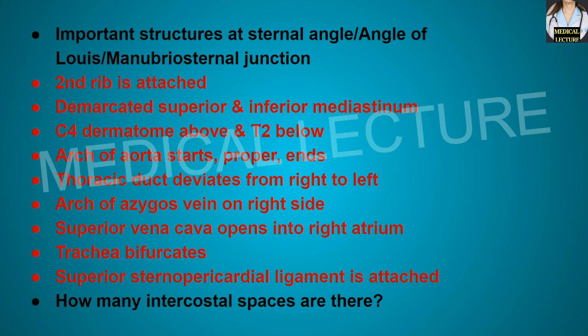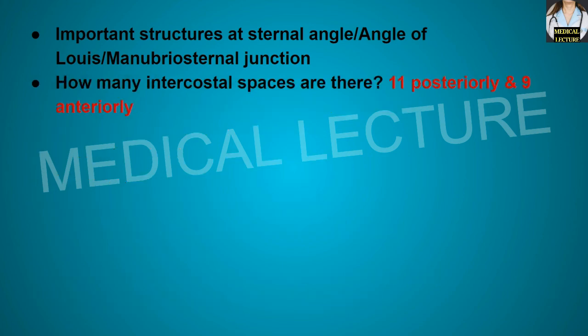How many intercostal spaces are there? 11 intercostal spaces posteriorly and 9 anteriorly are there. So today up till here, we'll discuss about the further important notes and questions of thoracic osteology in our next video. Thank you so much.